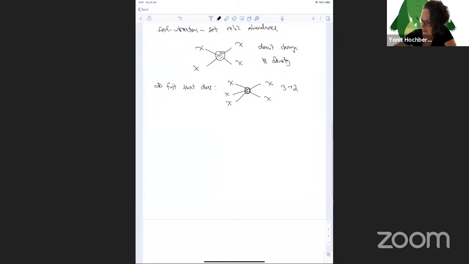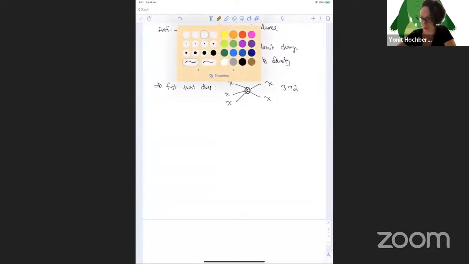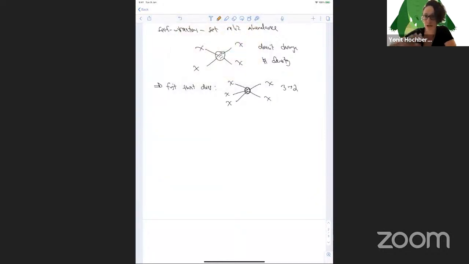I know also yesterday in the Q&A session it came up, when is dark matter a fermion or a boson, etc. And so far I've been agnostic because I could tell every piece of the story regardless of what its nature was. I do want to emphasize here that because I have a 3-to-2 interaction, these are not fermions. Okay, so just note that dark matter over here is a scalar for these 3-to-2 interactions.